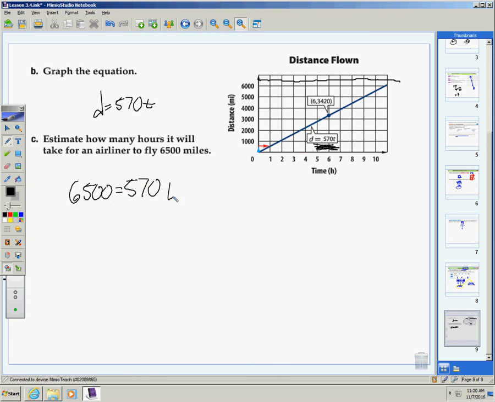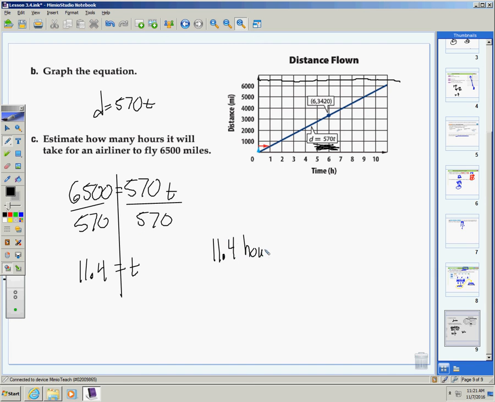In order to solve this, I would just divide each side by 570, and I get 11.4 equals t, so I know it would take about 11.4 hours. And this is an exact answer, but notice when I estimated, I knew it would be a little bit more than 11 by using my graph.